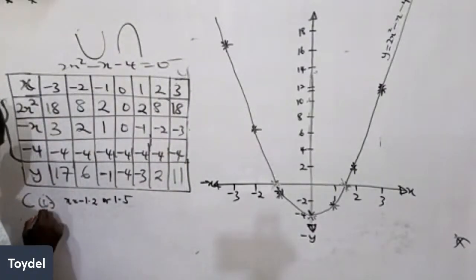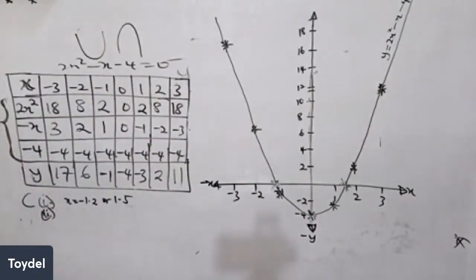Then Roman figure 2, we want to also use the graph to find the value of x for which y increases as x increases. So what do we do there?